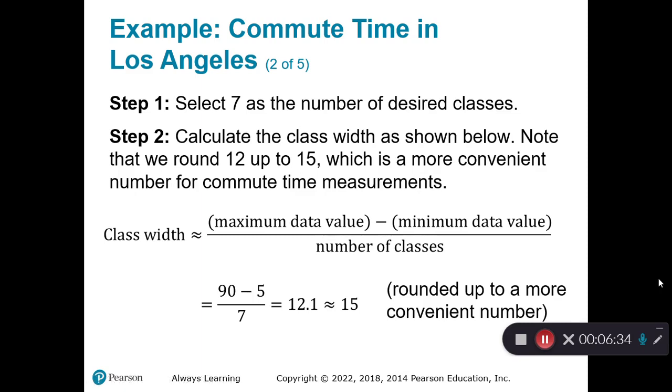So again, going back to the procedure that we talked about in earlier slides, we were told to use 7 classes. We took the maximum data value of 90 and subtracted from it the minimum value, which was 5, and then we divide that by the total number of desired classes. So that gave us 12.1. Excuse me, I misspoke earlier and said it was 12.5. But nonetheless, we want to round that up to a more convenient number, which in this case 15 works very well.